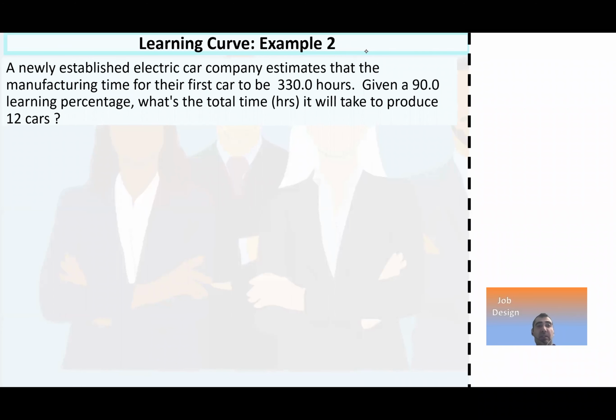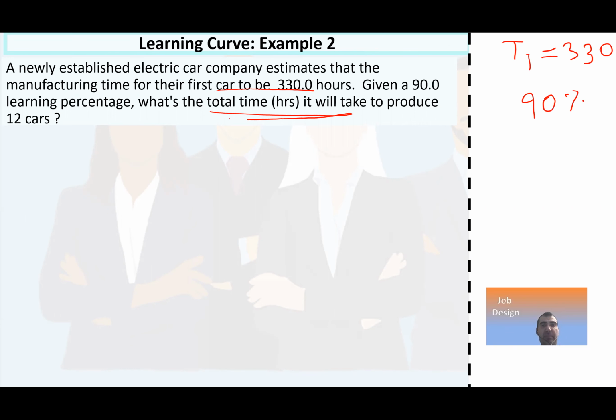So let's do another question. Again, we give you a few seconds to read the question. You could always pause the video if you need more time. The first car here is taking 330 hours, 90% learning dynamic. What is the total time it will take to produce all 12 cars?